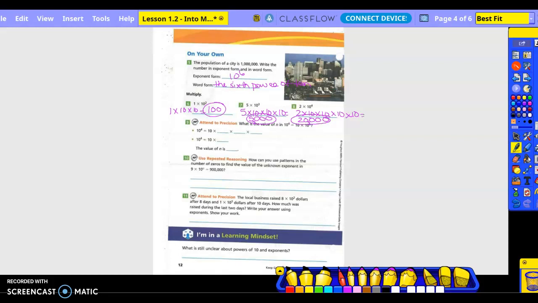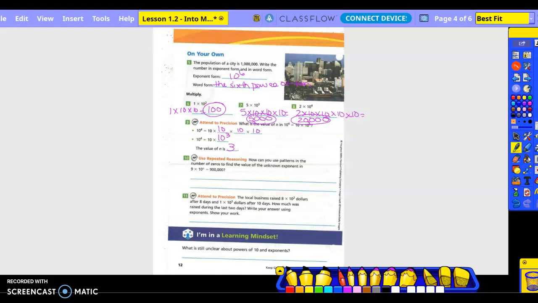Attend to precision. What is the value of n in 10 to the 4 equals 10 times 10 to the n? So we would write 10 how many times, guys? 4 times. Okay. So 10 times, how many 10s did we write? 3. So we're going to do 10 to the 3rd power. So the value of n is what? Is 3.